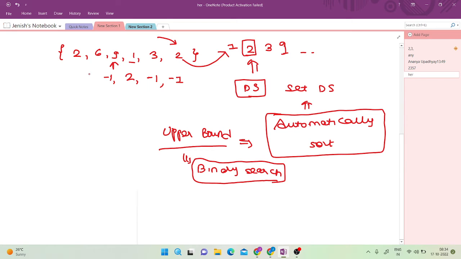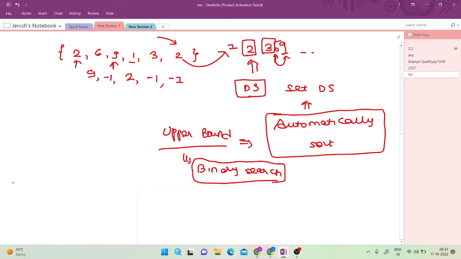Then I am at 6. The upper bound of 6 is 9, correct? See, 6 lies somewhere between 3 and 9, and the upper bound function returns the next greater element. So it would return me 9. Okay, 9 is correct. And again I would insert 6 somewhere in between 3 and 9. Now for 2, the upper bound would return me 3.